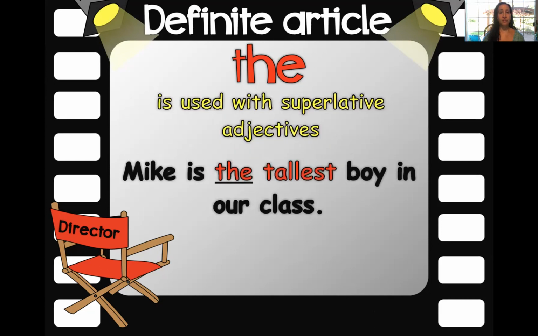We use the definite article the with superlative adjectives. Superlative adjective is tallest, okay? It's an extreme adjective, meaning either the smallest or the biggest or the shortest or the tallest. Mike is the tallest boy in our class, okay?